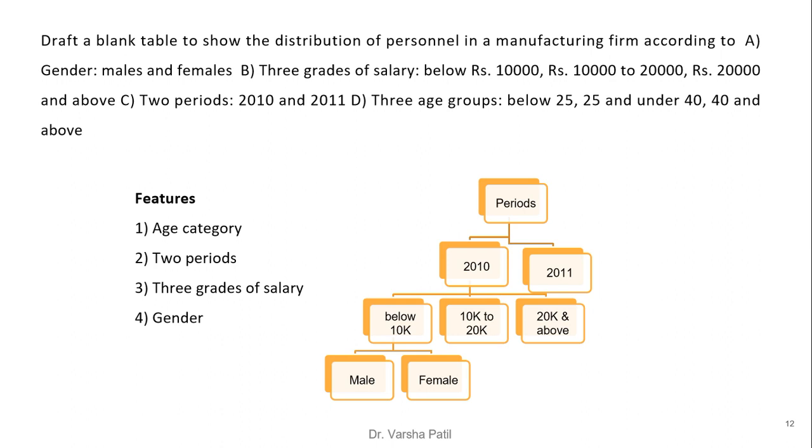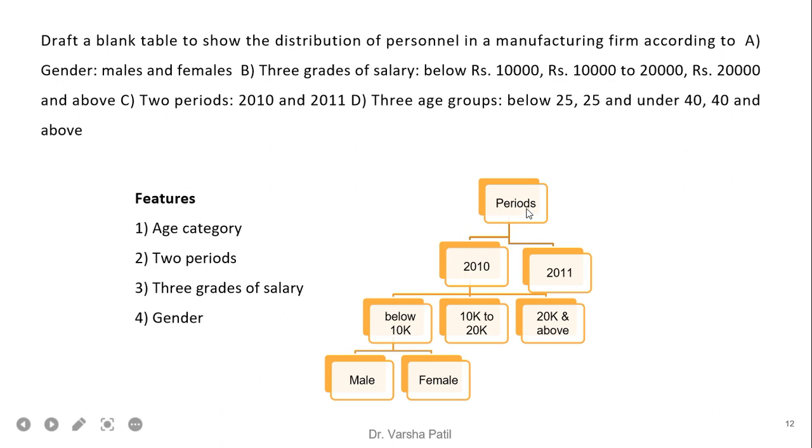Now this is again the four-way table. Draft a blank table to show the distribution of personnel in a manufacturing firm according to male and female. This is the first feature. Then three grades of salary. Second feature, two periods and three age groups, that is below 25, 25 and under 40, 40 and above. Features are age category, two periods, three grades of salary and gender.